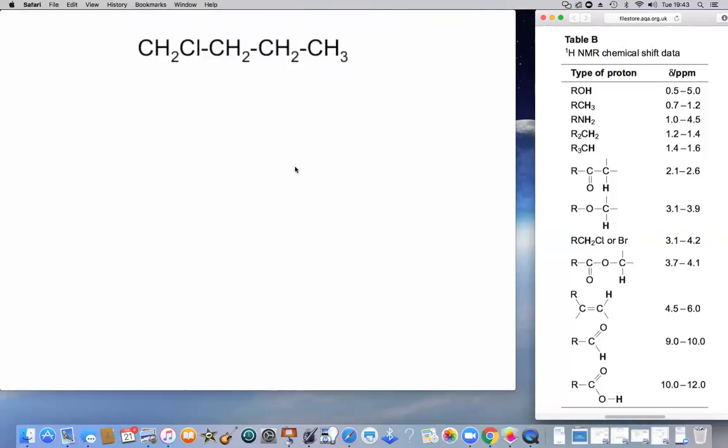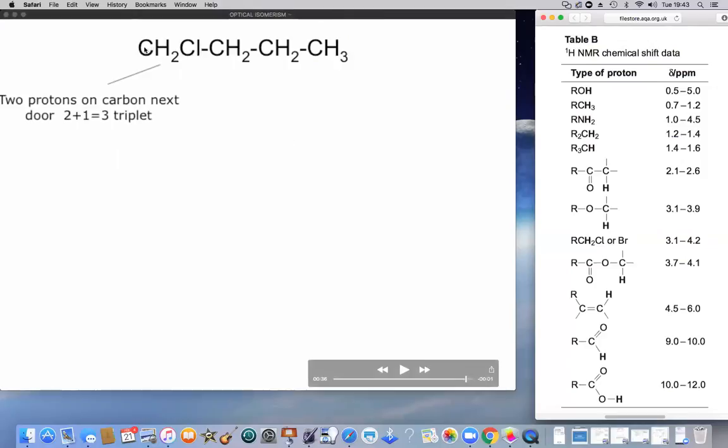What if we change our molecule slightly to 1-chlorobutane? Let's go through it. Well, take carbon number 1, reading from left to right. There are 2 protons on the carbon next door, so we apply our N+1 rule. The protons on carbon 1 will manifest as a triplet. Go over to carbon number 4. These protons are not equivalent to the protons on carbon number 1 because of the presence of the chlorine. So we have 2 protons on the carbon next door, so they will also appear as a triplet.